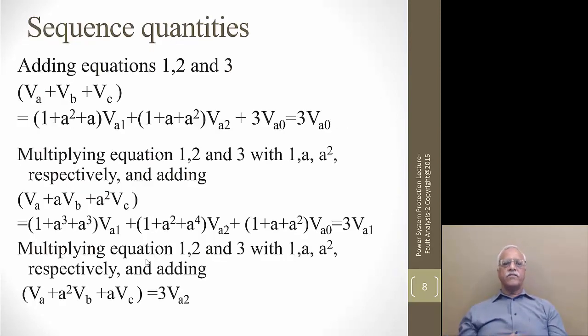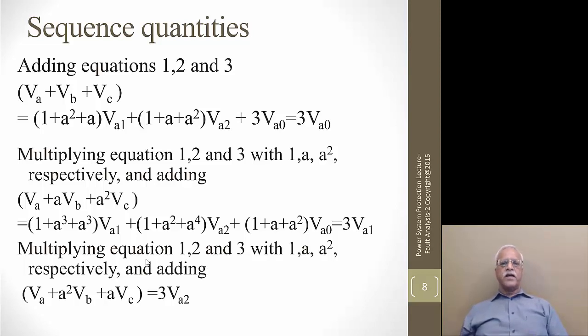And we also went through this in the last class, that we can extract the sequence components from the phase quantities by just some mathematical manipulations. So zero sequence voltage is just 1/3 of the sum of all the voltages, and then positive sequence is 1/3 of the sum of VA plus A VB plus A square VC.